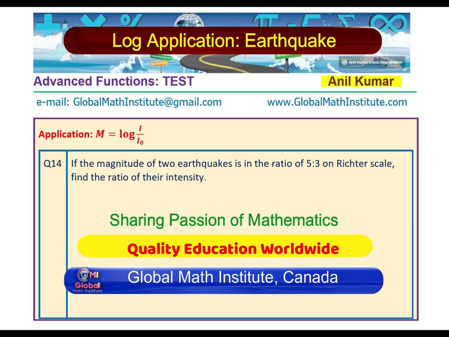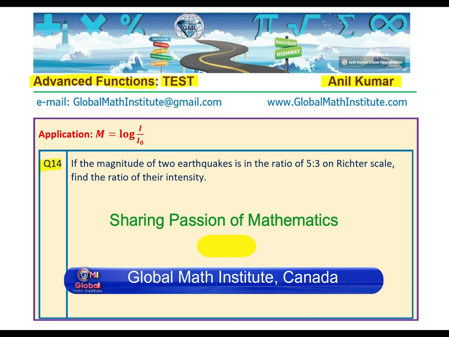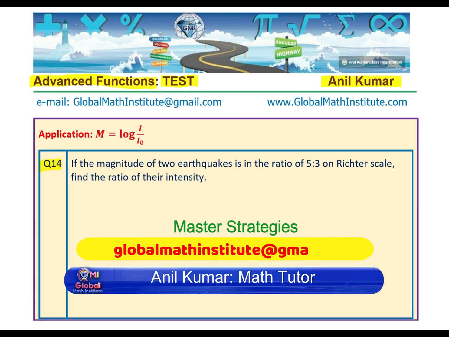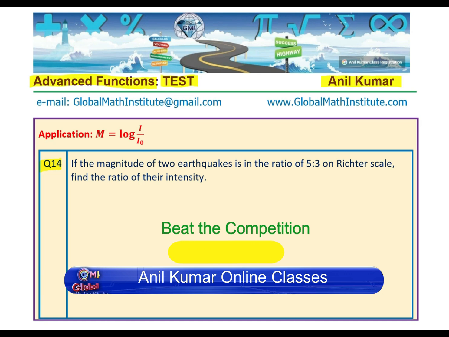In this video, we are going to solve question number 14 of our test paper based on advanced functions, which is a prerequisite for calculus. The question is an application of logarithmic functions. If the magnitude of two earthquakes is in the ratio of 5 to 3 on the Richter scale, find the ratio of their intensity.